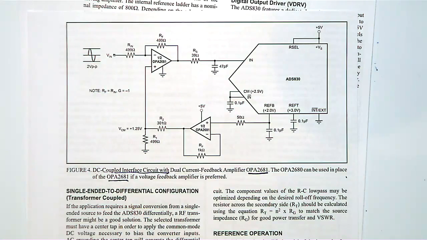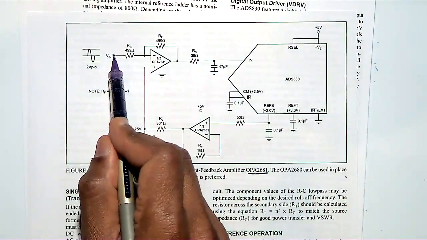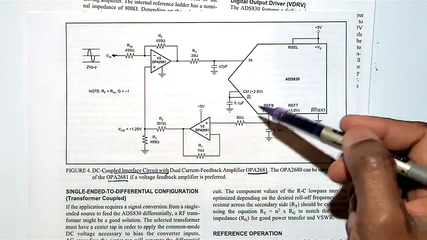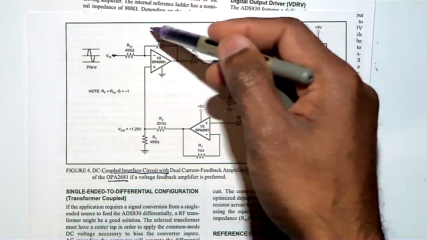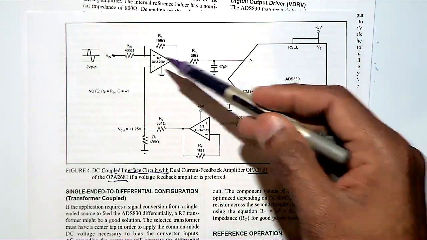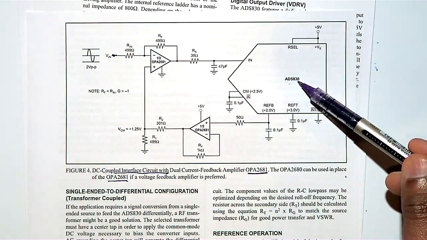So they already said how to connect it. So this V input is single-ended. And then they already said how to make the scaling network. So this is how they recommended. You might be using a different operational amplifier. So you need 2 operational amplifiers, and then this is your ADC, the ADS830.